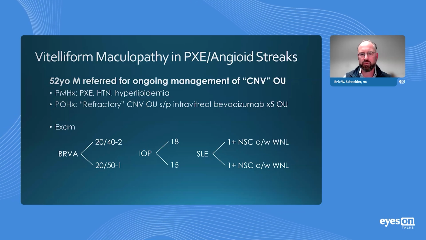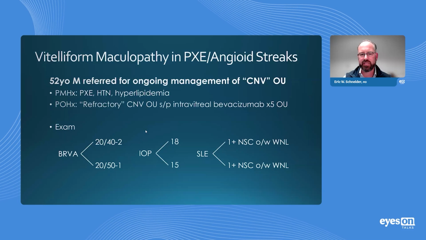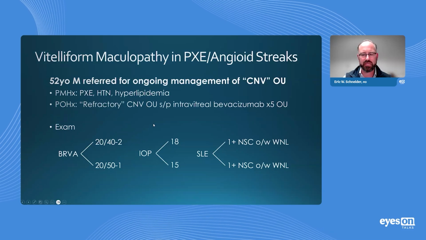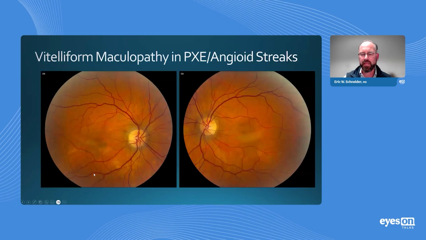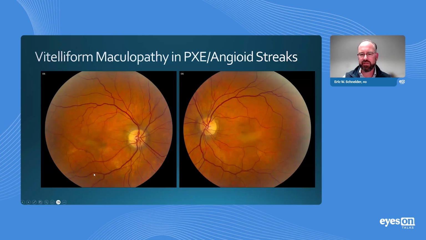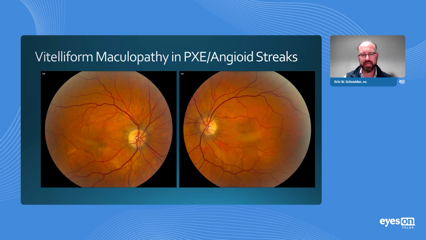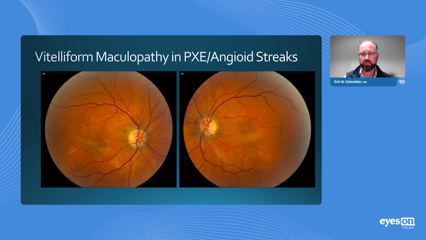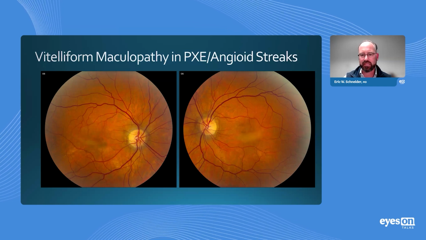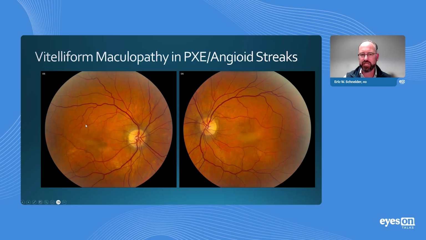His visual acuity was 20/40 in the right eye and 20/50 in the left. His intraocular pressure and anterior segment examination were relatively unremarkable. If you look at these color fundus photographs here, you see an interesting appearance of the central macula. You see this dependent vitelliform lesion, vitelliform material present in both maculas with some corresponding RPE changes.